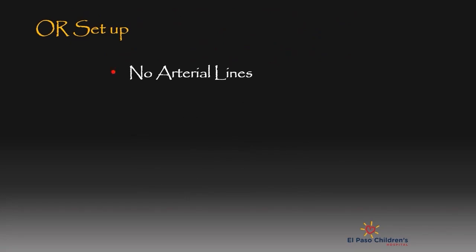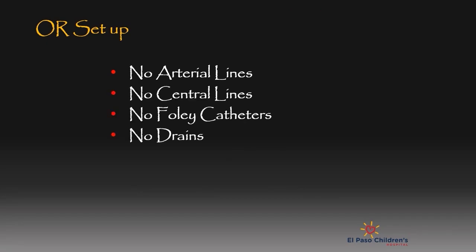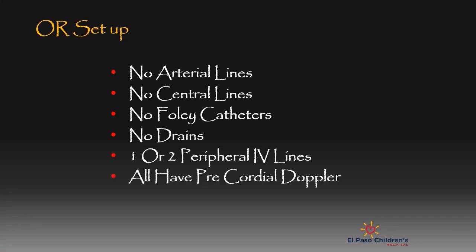Contrary to traditional open CVR surgery, we use no arterial lines, no central lines, no Foley catheters, no drains, only utilize one or two peripheral IVs, and use a precordial Doppler for monitoring for air embolisms.